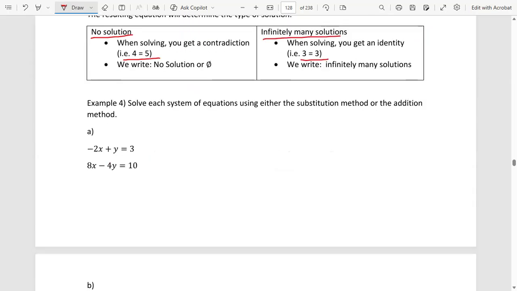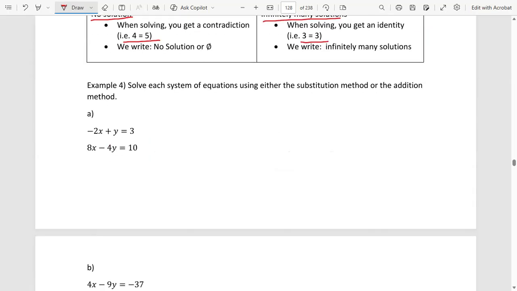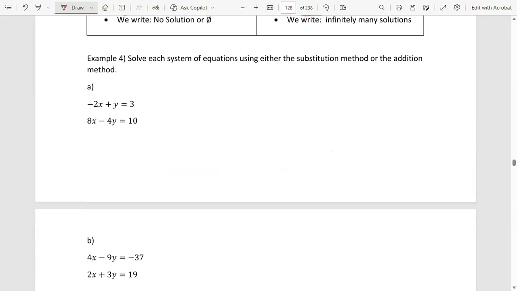To look at example 4, we have a system. We want to solve this system and find the answer. It doesn't mention which method to choose, so it's up to you. You can use the substitution method or the elimination method. For this system, I want to use the substitution method.